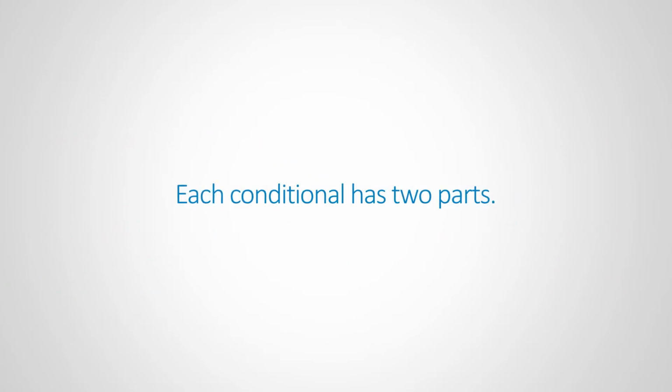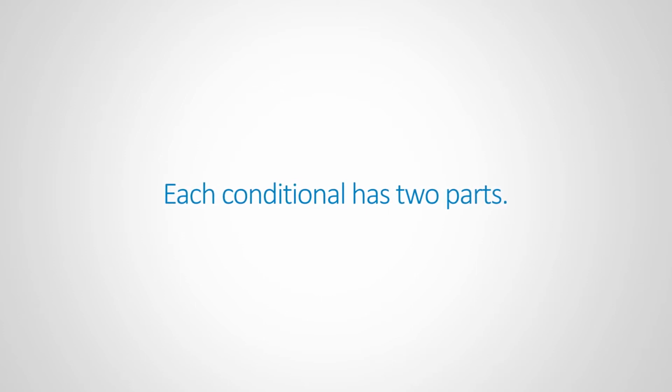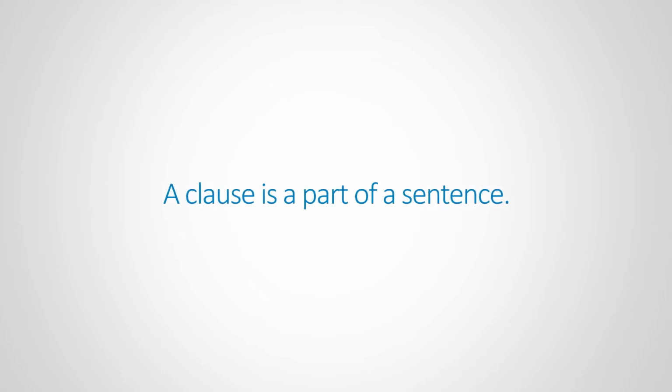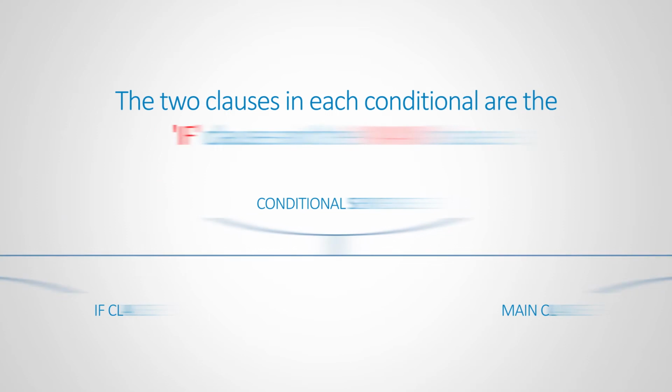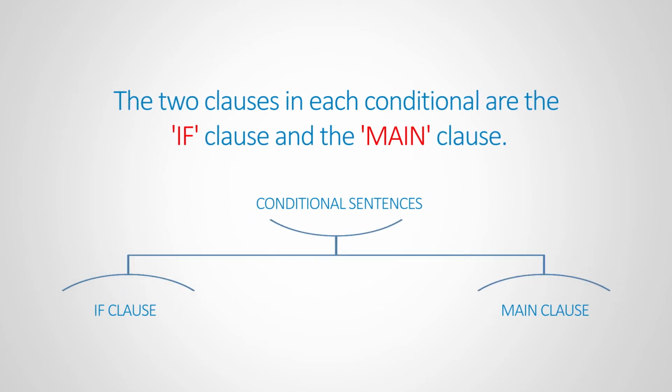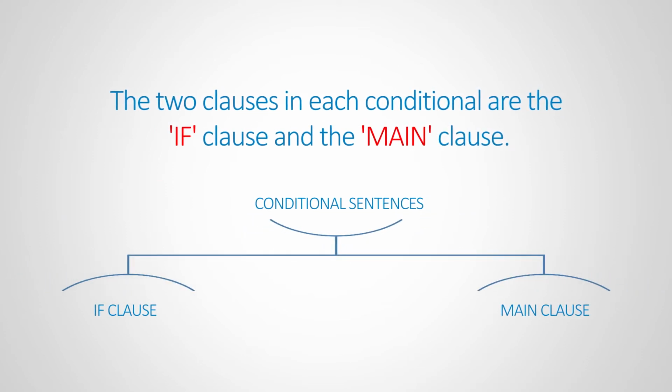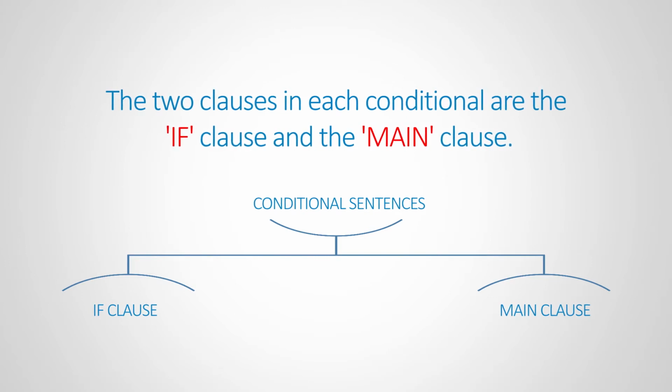Each conditional has two parts. These parts are called clauses. A clause is a part of a sentence. The two clauses in each conditional are the if clause and the main clause.